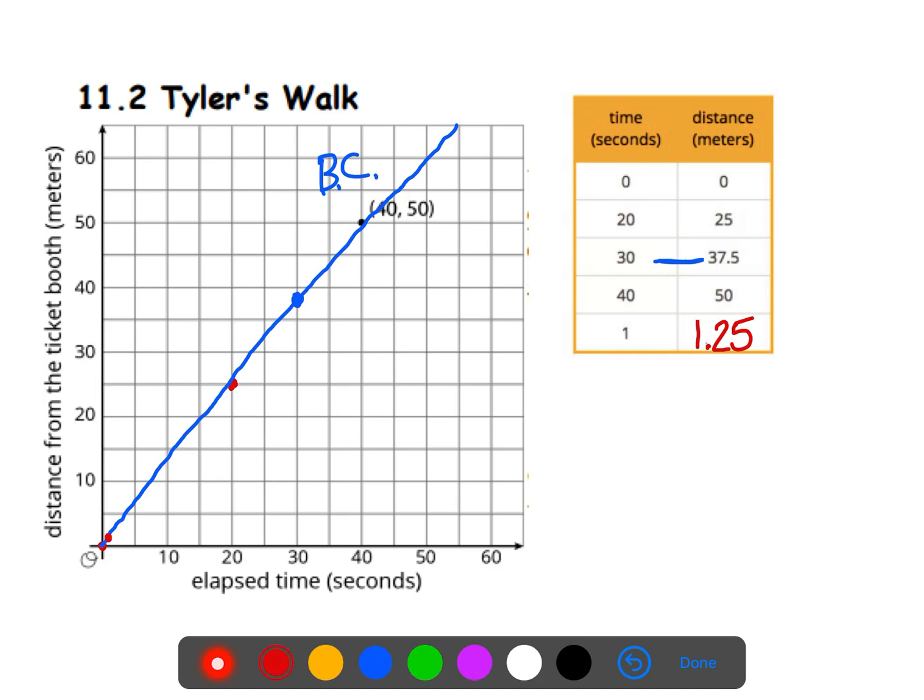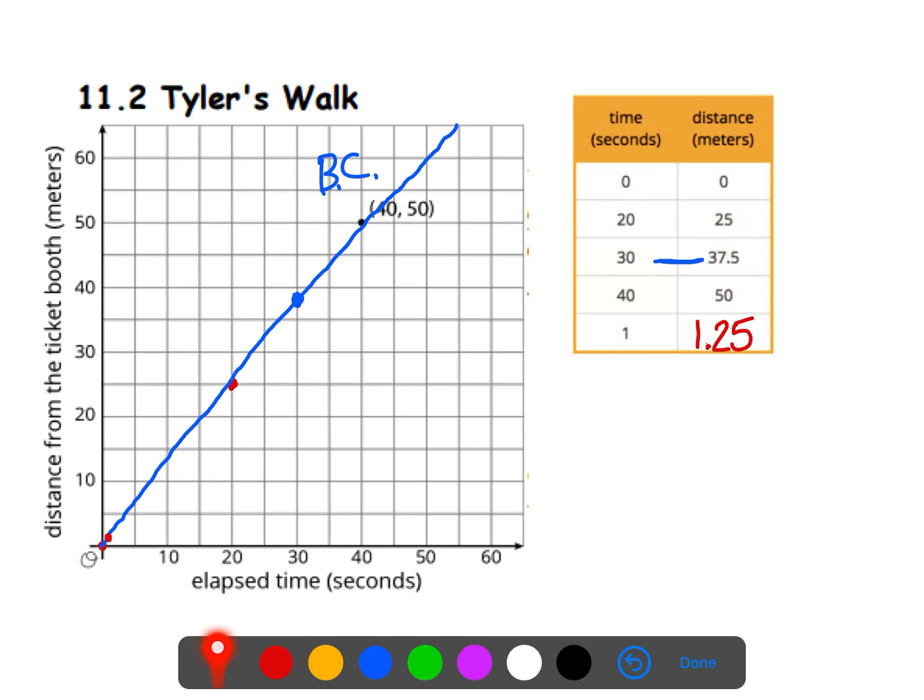Part D says, what does the point 0, 0 mean in this situation? Well, remember, this is where the bumper cars were. This is where Tyler reached the bumper cars, and this is representing his distance from the ticket booth to the bumper cars. So point 0, 0 must be the ticket booth.